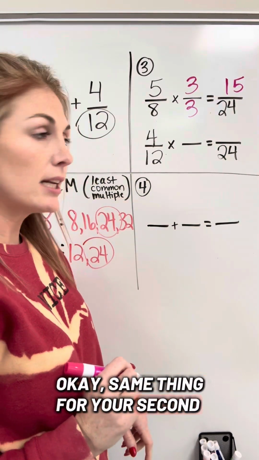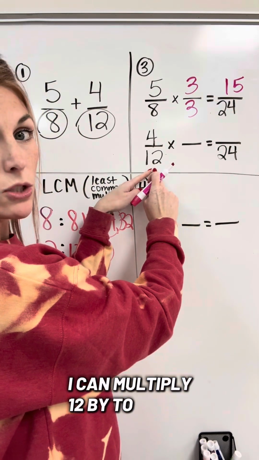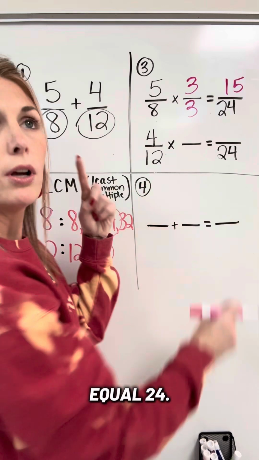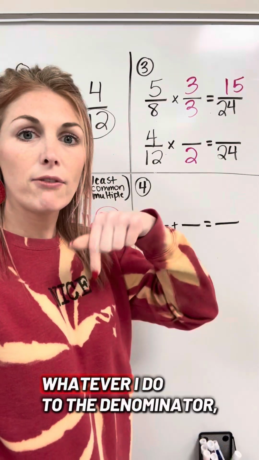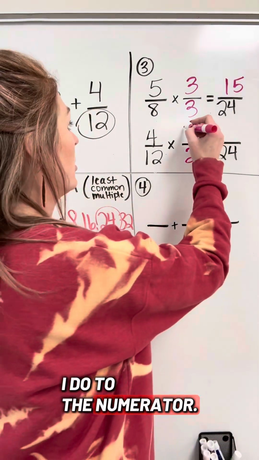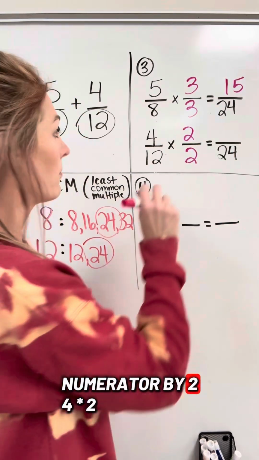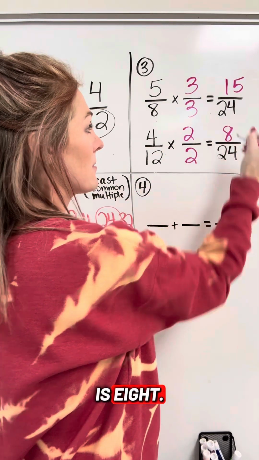Okay, same thing for your second equation. I've got to figure out what I can multiply 12 by to equal 24. 12, 24, oh, I can multiply by 2. Math is fair. Whatever I do to the denominator, I do to the numerator. So I'm going to also multiply the numerator by 2. 4 times 2 is 8.